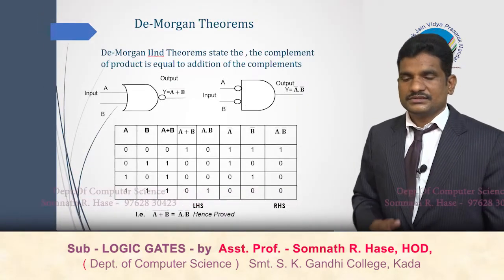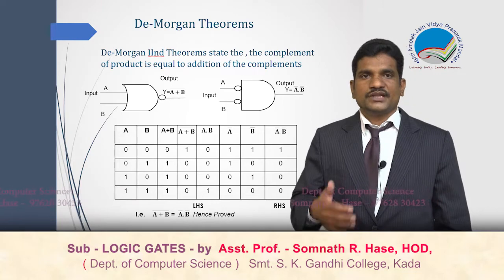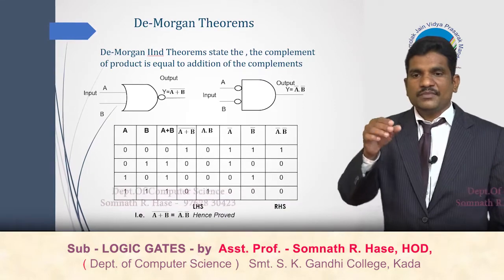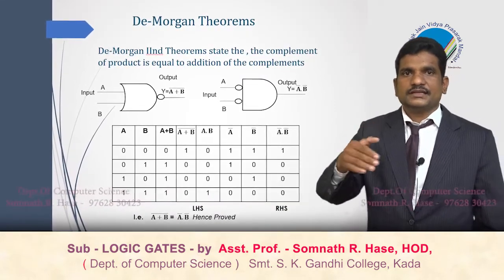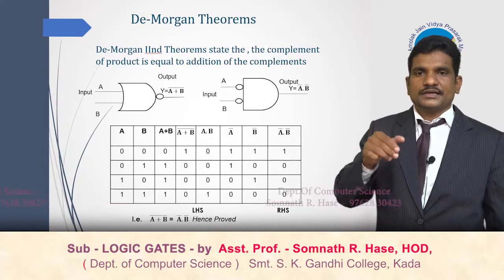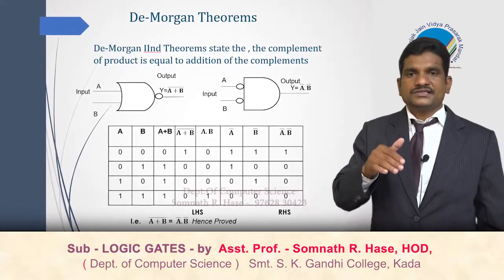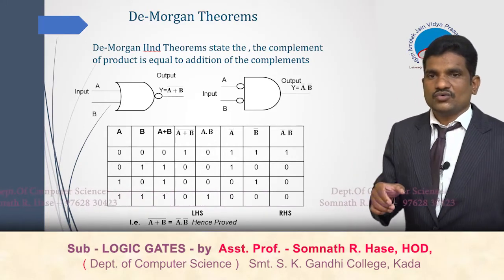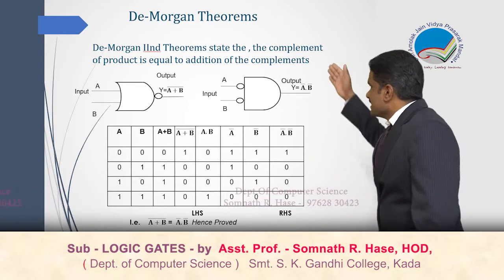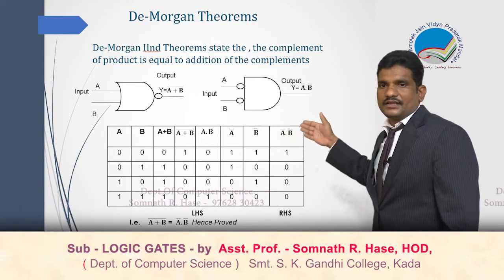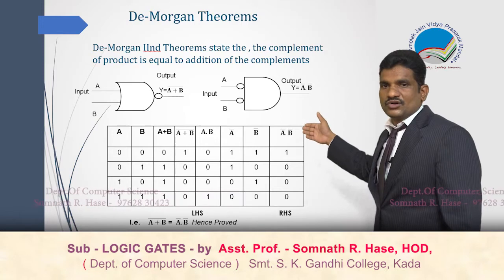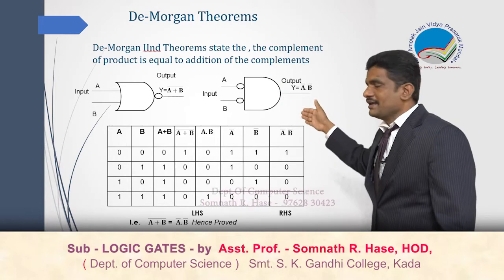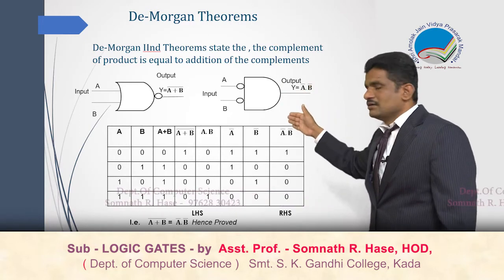After De Morgan's first theorem, the second theorem of De Morgan states, listen carefully, that the complement of a product is equal to the addition of the complements. In these slides we can see inputs A and B, output is equal to A plus B complement, and also output Y equals A not into B not.